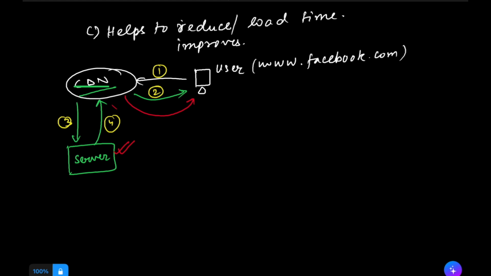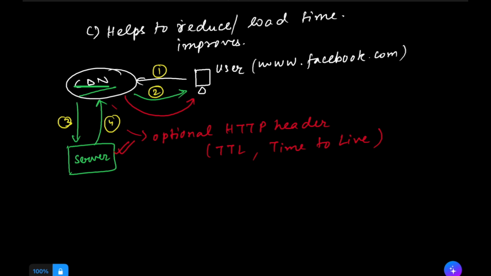The origin returns the image or the static content which the CDN server requested. Along with that, it also sends an optional HTTP header, the TTL, the time to live, which describes how long the image will be cached. The CDN caches this image and then returns it to the user who requested the website, and the user gets the image. So I hope you understand how a CDN actually works.